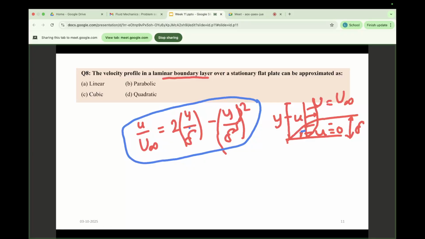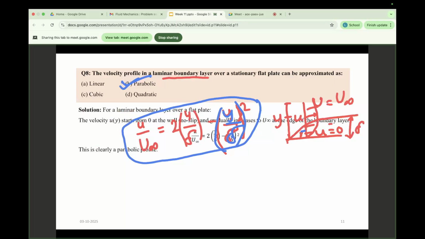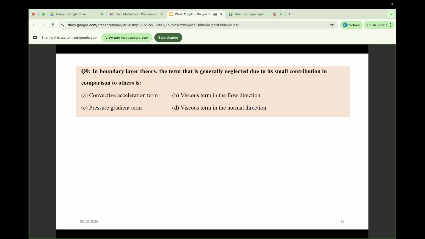So u infinity you will know, and the boundary layer thickness they will provide, and say that at a distance of 2 mm, so y is 2 mm, so you are asked to find u. So you just have to put in this formula, which is y by delta whole square. So see, u is directly proportional to y square, which is a parabolic profile. So the correct option is a parabolic profile. So I am moving to the next question.